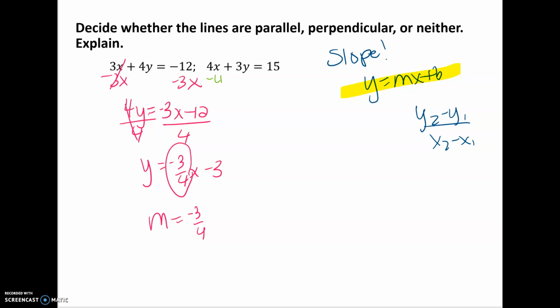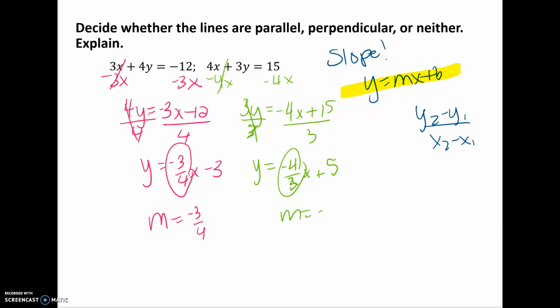Okay, my second one, again, I'm going to solve. So I have 3y equals -4x plus 15. I'm going to divide that by 3, and I get y equals -4 over 3x plus 5. Okay, so my slope for this one is -4/3.